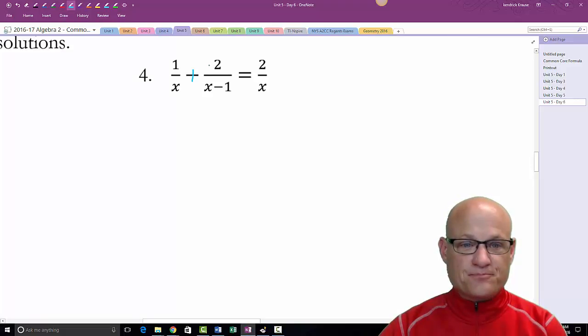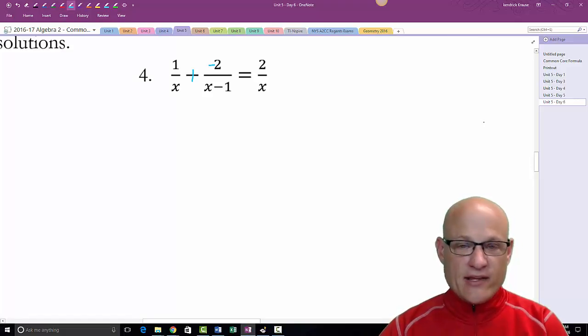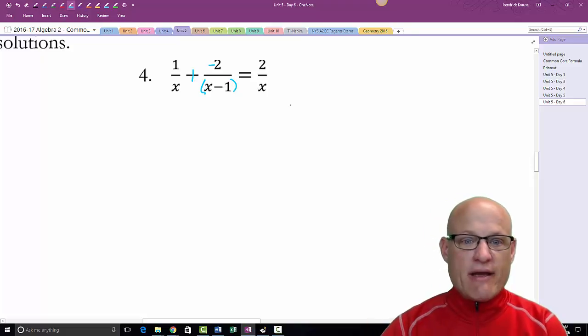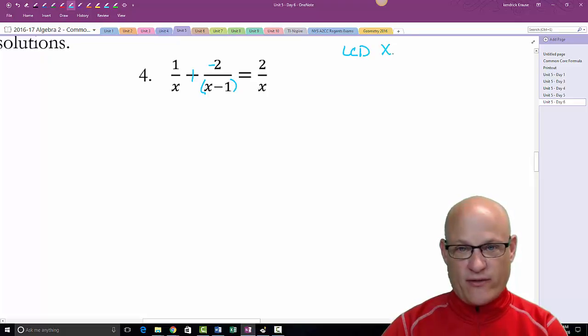All right, first things first, I don't like this negative here, so we're going to turn this into a positive and put that negative there. The second thing I'm going to do is put some wedding bands around the x minus 1, because that is one full thing. They're married. You got to think of them as a binomial, okay? That's one binomial.